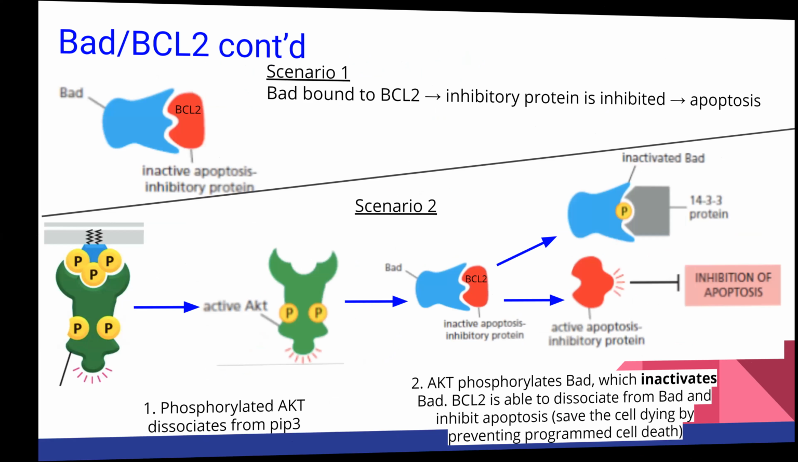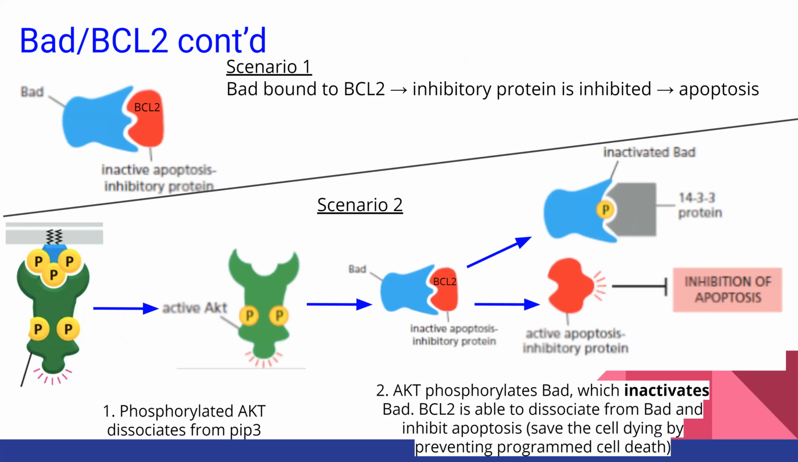Thank you. So this is just a diagram of what I was saying. Initially BAD is bound to BCL2, and the inhibitory protein is inhibited. So the thing that inhibits cell death is inhibited, so you get cell death. That makes sense. And then scenario 2 is what you have when your survival pathway is working properly.